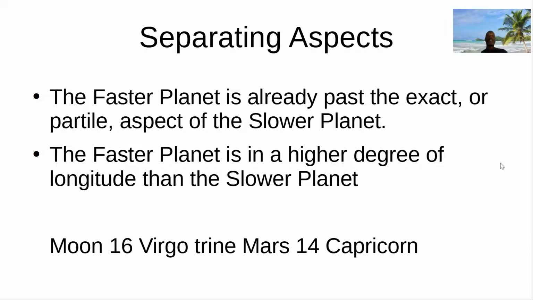So separating aspects: the faster planet is already past the exact or partile aspect of the slower planet. Partile is the term that we use for an exact aspect. The faster planet is in a higher degree of longitude than the slower planet. And here's our example. The moon is at 16 degrees of Virgo. Mars is at 14. The faster planet is now at a higher degree. It is past its partile or exact aspect, and it's in disregard. So we would be able to say that the moon is in disregard to Mars. She's disregarding Mars. She's done with him.